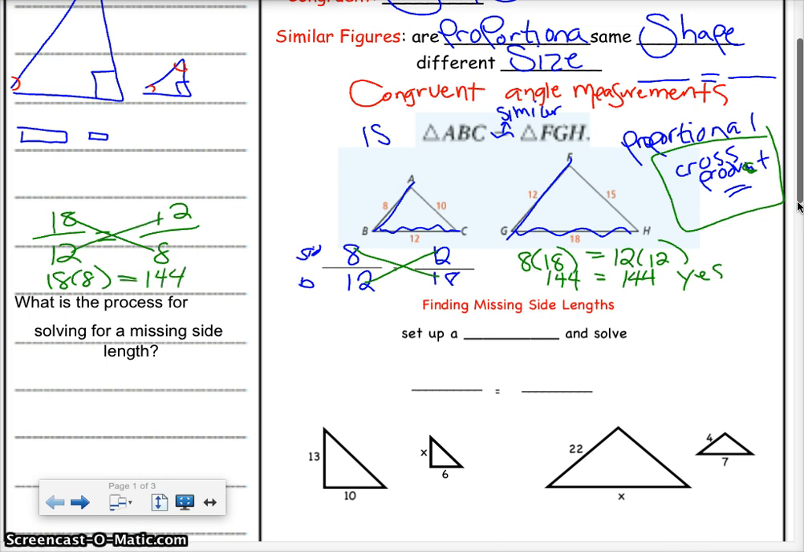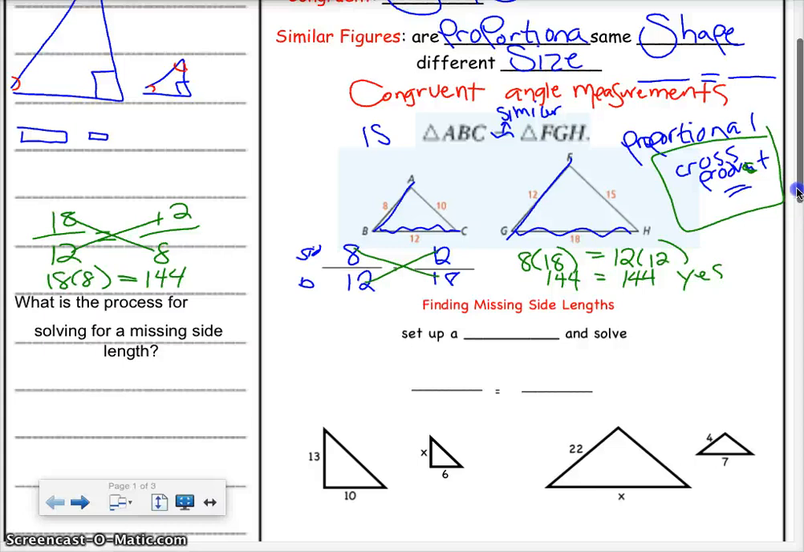So, summary, it doesn't matter which sides you use, because that was the big thing. Kids are like, well, which numbers am I supposed to use? I don't care. Whatever your eyes look at first is what I want you to use. The pattern is what matters. So, once you choose a pattern, choose it for the second proportion or ratio.